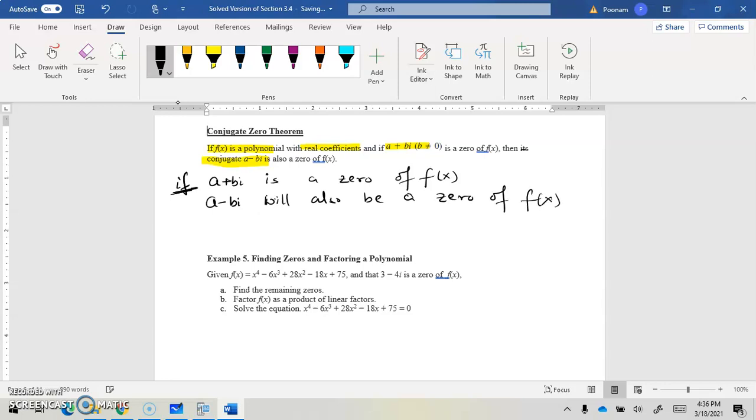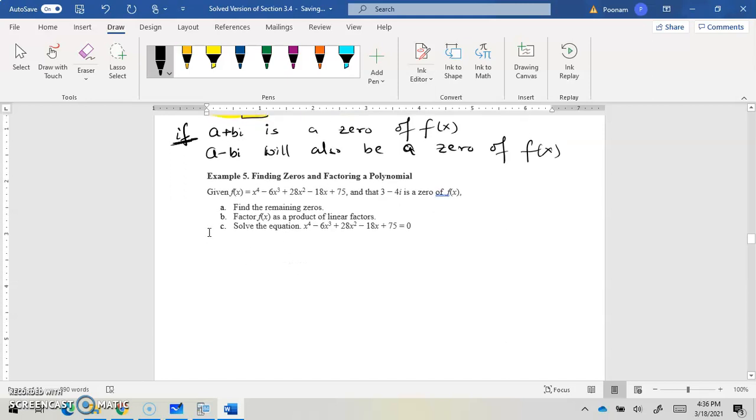Okay, so we are saying if any function f of x, a polynomial function, has one zero which is a complex number, then for sure there will be another complex zero which is the conjugate of that number. That can help us find a lot of other zeros and simplify our function.